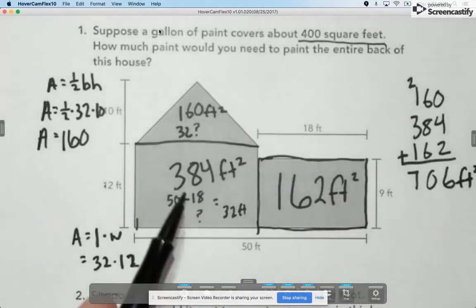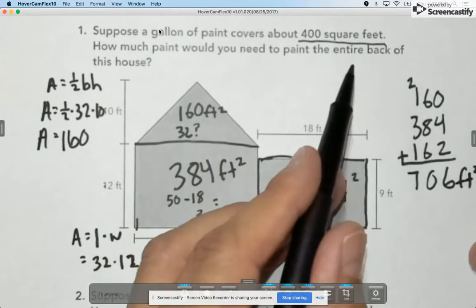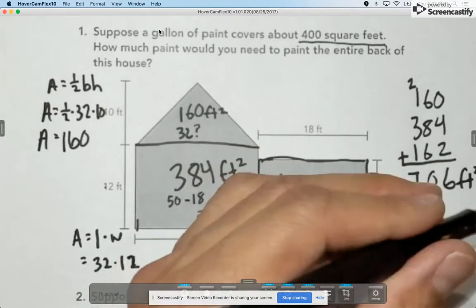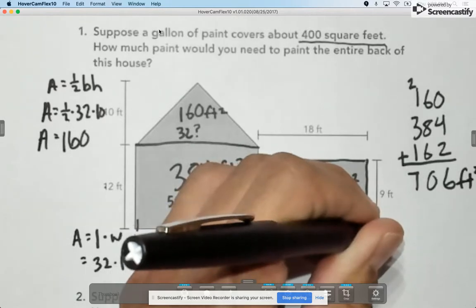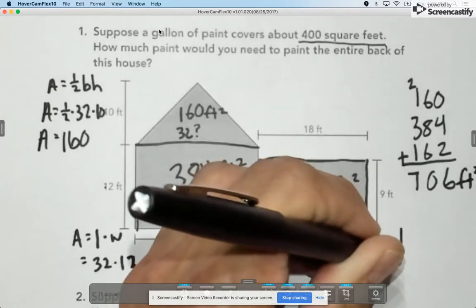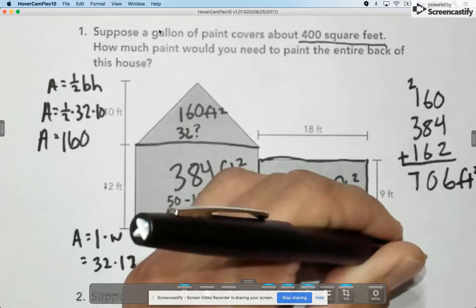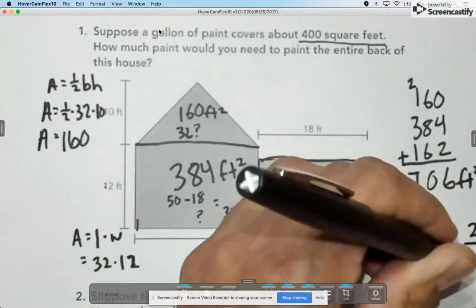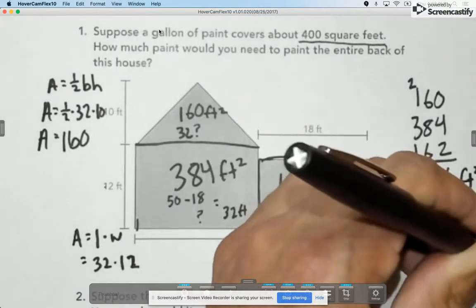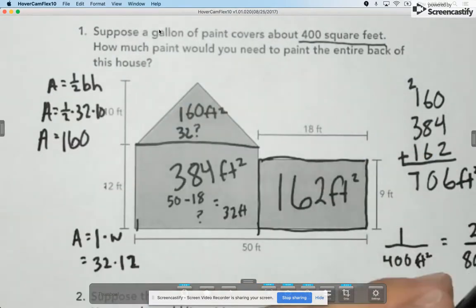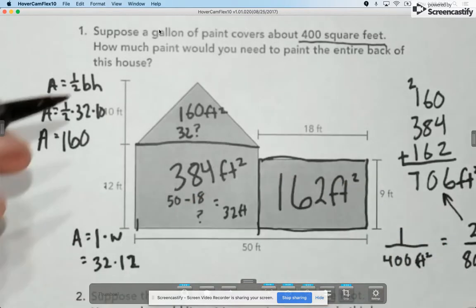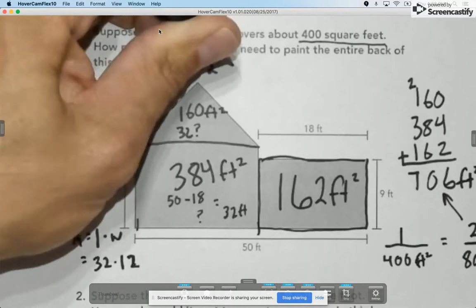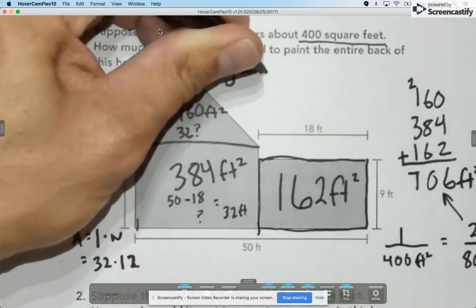Now, in the problem, it says, suppose a gallon of paint covers 400 square feet. How much paint would you need to paint the entire back of this house? Well, I have 706 feet squared. My first gallon of paint would do 400 square feet. If I had a second gallon of paint, then I'd be able to do 800 feet squared. And so if I can only buy it in gallons, I would want to buy 2 gallons of paint.